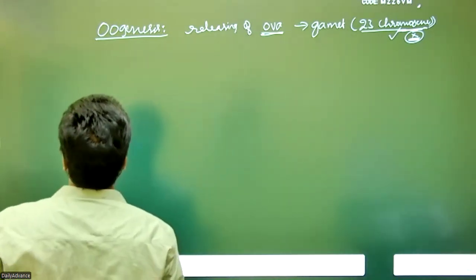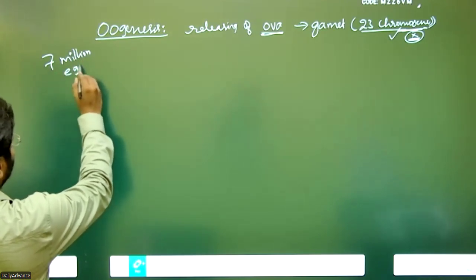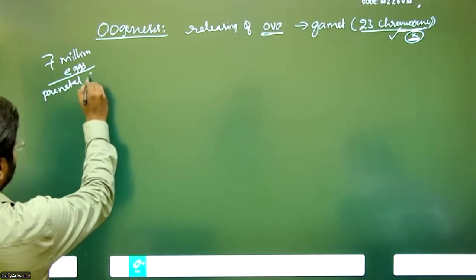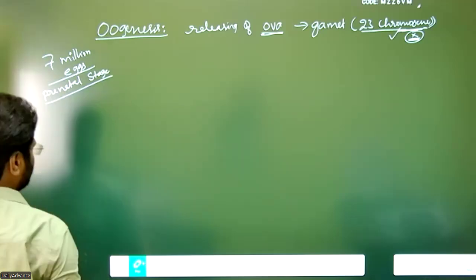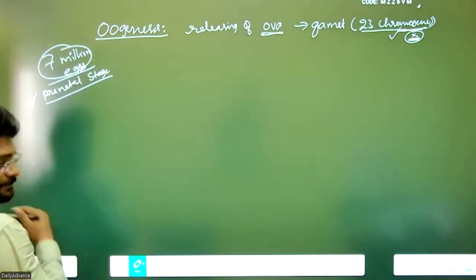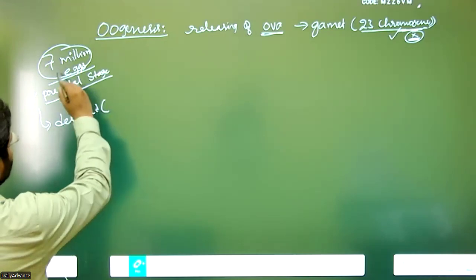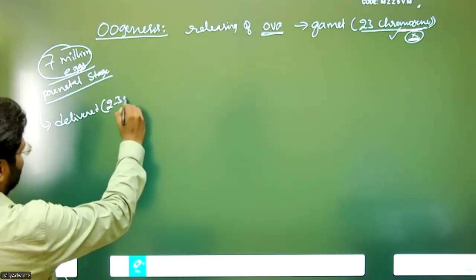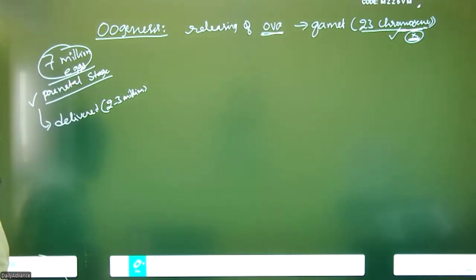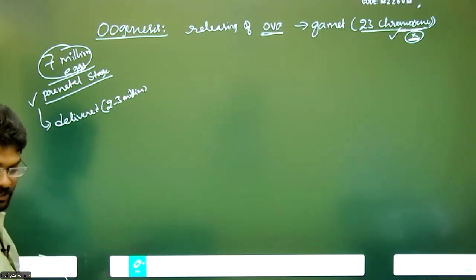Already I told you there are 7 million eggs present in the female ovaries in the prenatal stage. That means a prenatal baby of female gender has nearly 7 million eggs. When the baby is delivered, the 7 million eggs are reduced to 2 to 3 million. As the age is passing, the number of ovas reduces in competition or they die out. Only potential ovas survive.